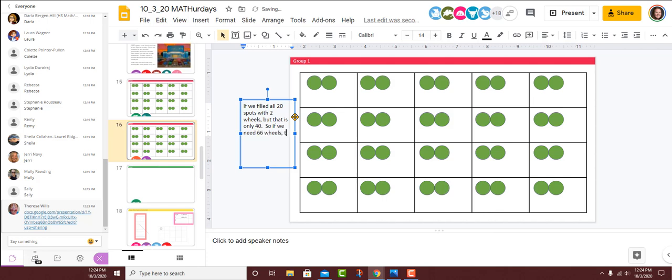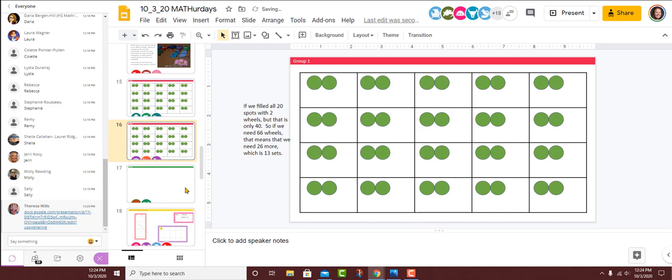Okay, instead of 8, would we need to do 13? Because I think we need 26 more wheels instead of 16. Oh yeah, you're right. That would be 26 more wheels, and then 13 sets of 4.